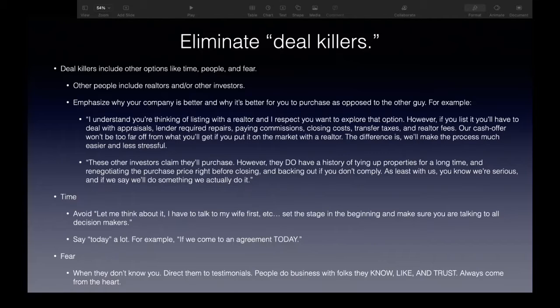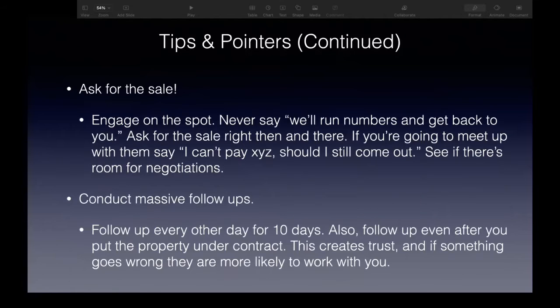At the end of the day, you have a goal, you want to help them out, they can do whatever they want. And at the end of the day, you're just going to be truthful and honest, and people can feel that. And the more that they can feel that, the less fearful they'll be. Also, always ask for the sale.